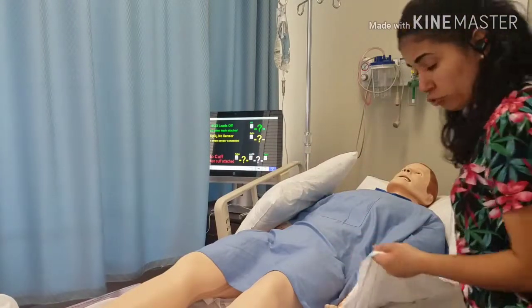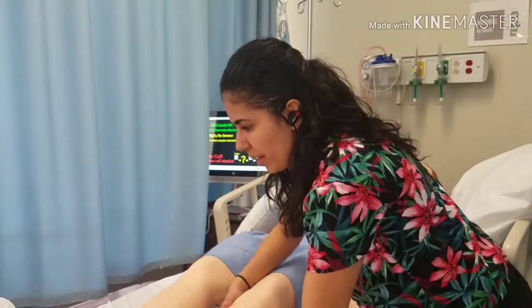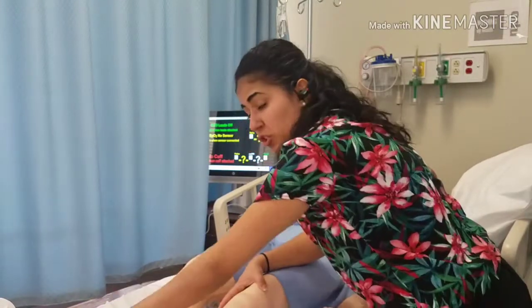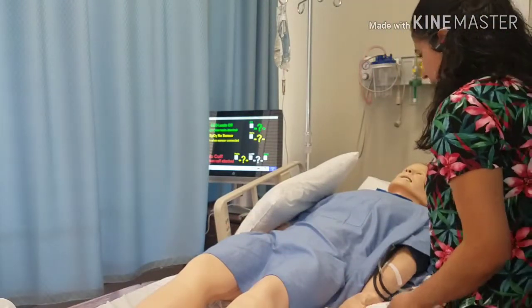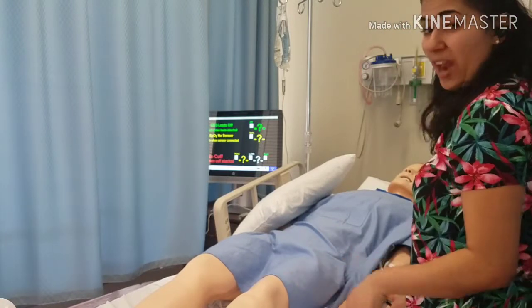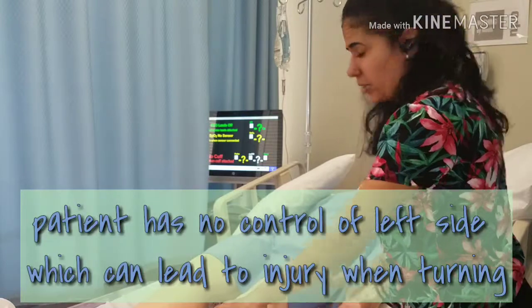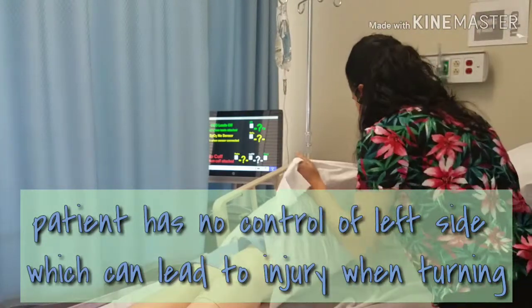And so you have a draw sheet here. And, you know, depending on the patient, you might want to put the leg over. This simulator doesn't do that. But you can crisscross the legs, and that's going to help you. You want to be careful because when I turn this patient, remember, he's flaccid. So I want to make sure that I'm maintaining skin integrity on this side. And so I'm going to turn him over.